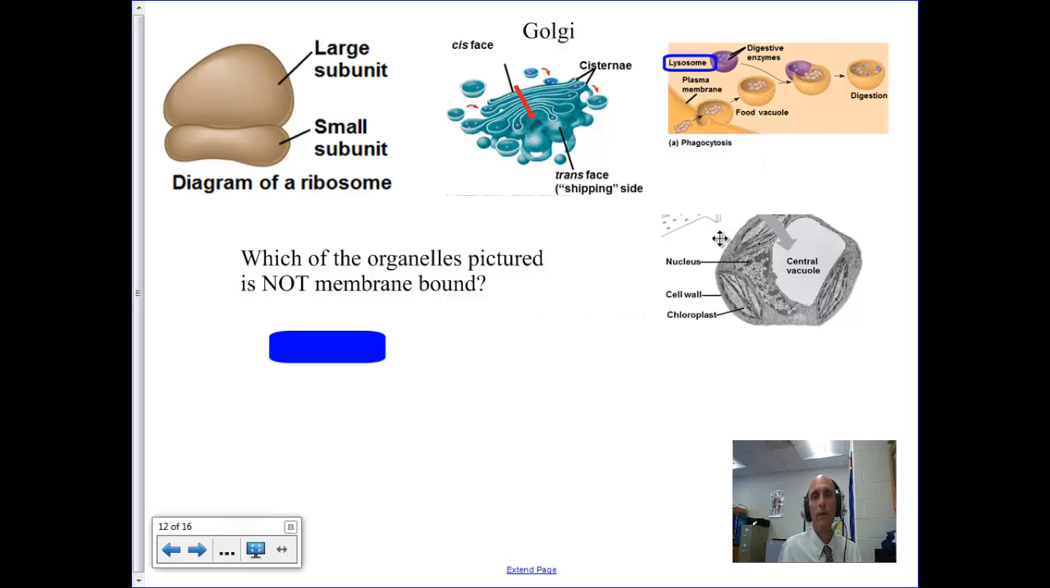So of these four right here, which one of these is not a membrane-bound organelle? Alright, I'll give you a second. Right, and the answer is the ribosome. The ribosome is not covered by membrane. The phospholipid bilayer is not part of it, and it is made of proteins and ribosomal RNA.